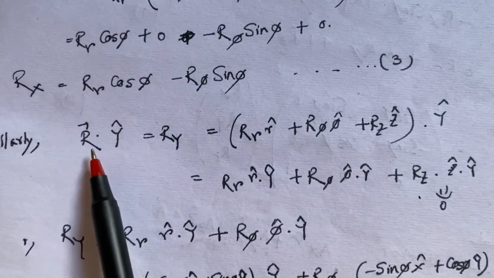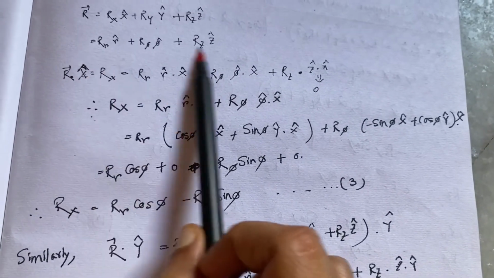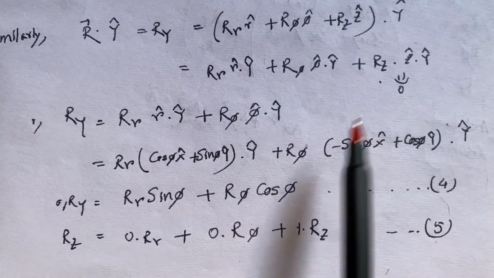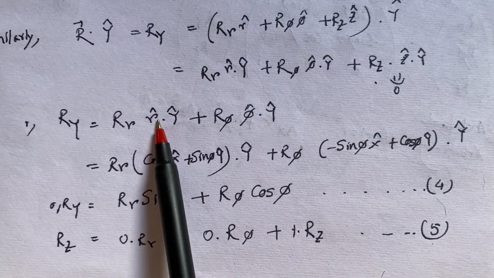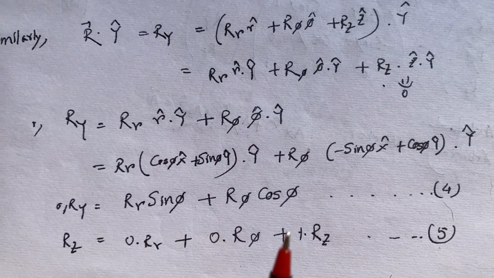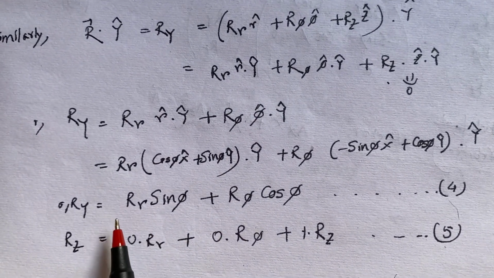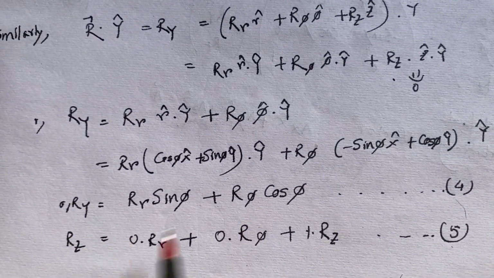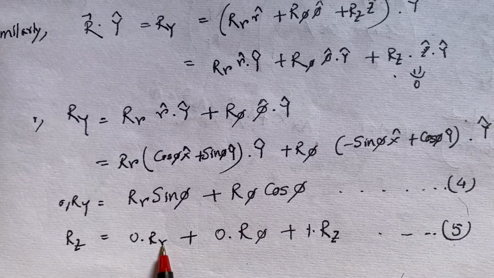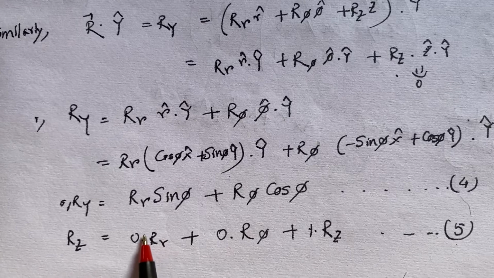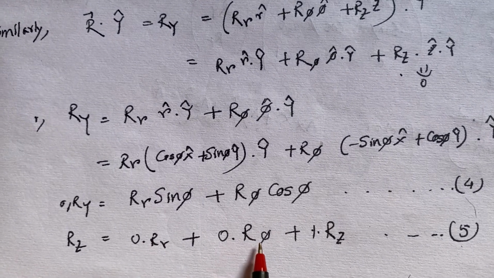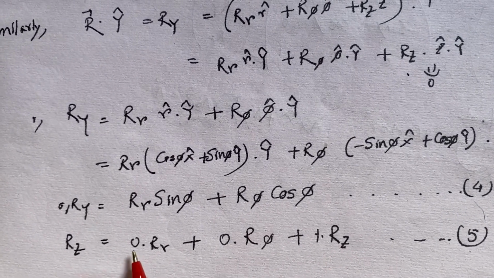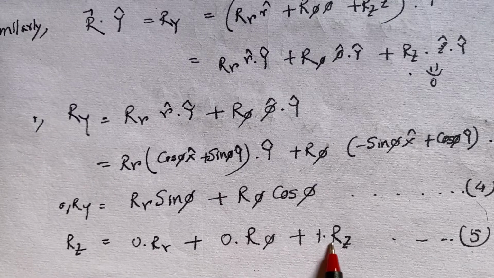I have written the expression of R using this equation. So I have obtained this equation, and again I have put the values of r hat and phi hat. So we have obtained relation 4, which is basically a relation among Ry, Rr and R phi. Similarly for Rz, I can write 0 into Rr because Rz has no component along r direction, no component along phi direction. It has component only along z direction. So Rz equal to 0 Rr plus 0 R phi plus 1 Rz.